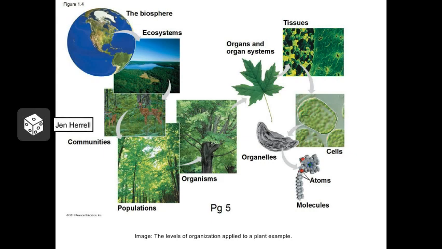This is just another quick illustration of the levels of organization using plants as an example. So you can see that it starts out at the largest level, the biosphere, works down to ecosystems, communities, populations, and organisms, and then it goes inside the organism to look at organs, and yes, plants do have their own organs, including leaves and stems and roots, tissues, cells, organelles, and finally molecules and atoms.